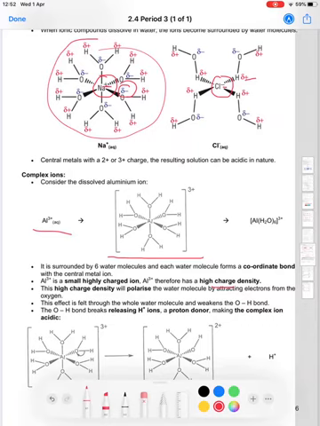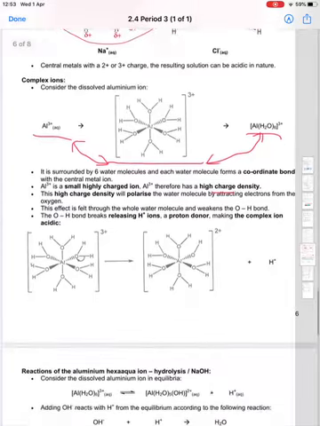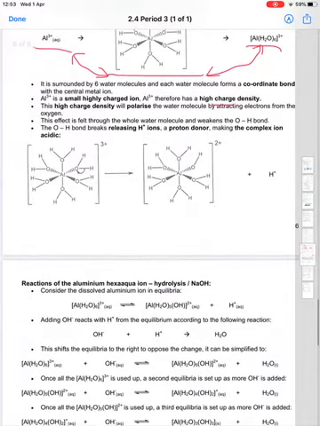But of course we could write it like that as well, and really this and this and this and this, they're all one and the same. And as I say, it depends on how you tend to think about it. Now, if we understand that, we can have a think about why the aluminium 3+ ion is actually slightly acidic when it's in water.